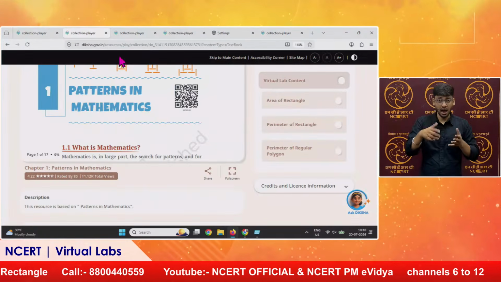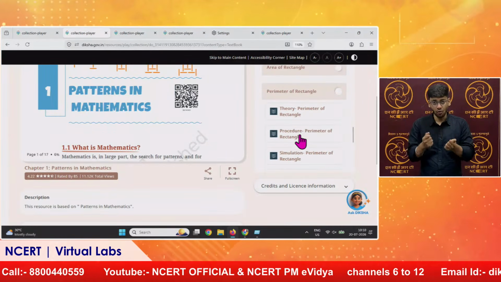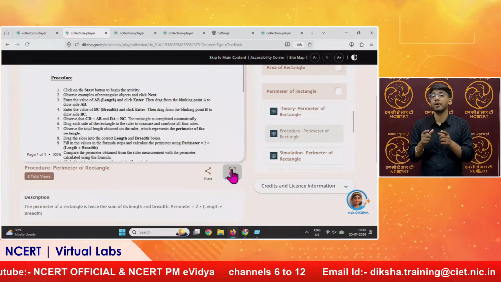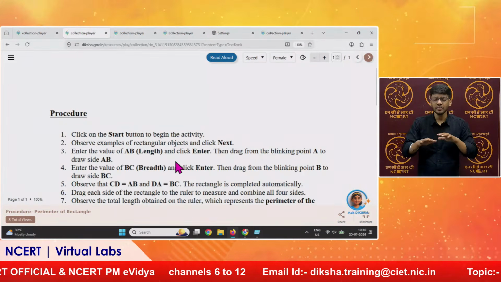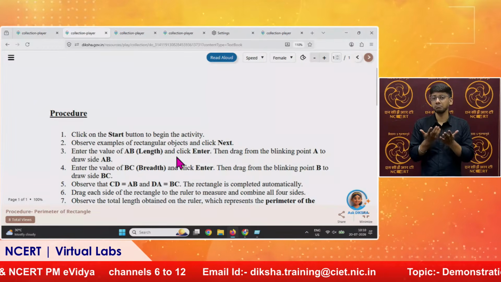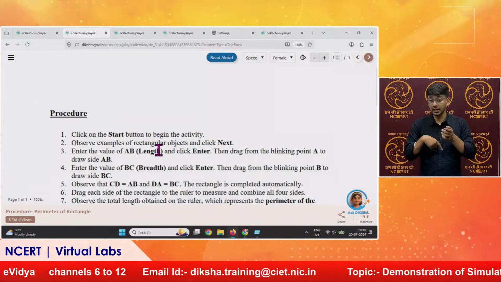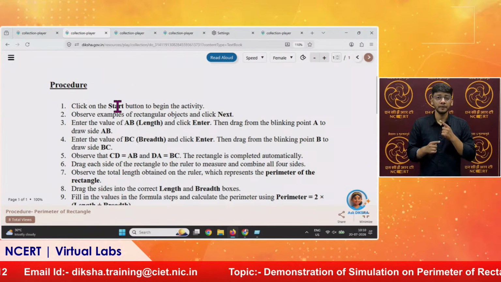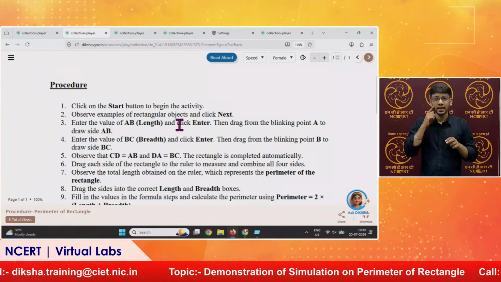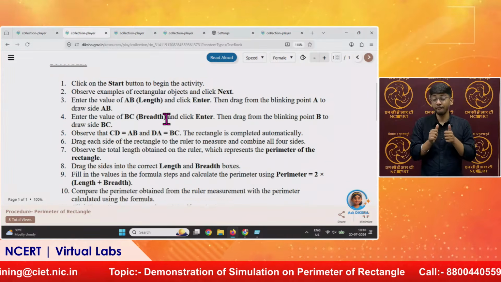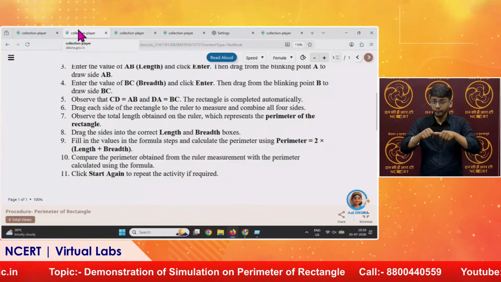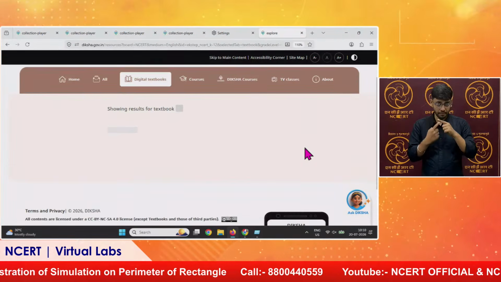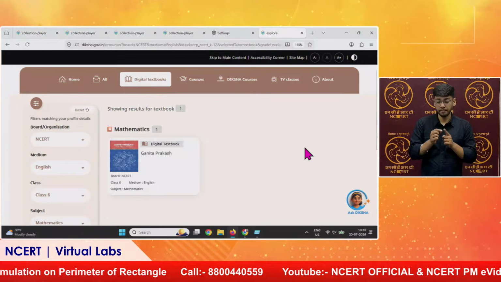Now the next part is the procedure part. This part is for help, that is, how we have to perform the simulation. So where you have to click and what exact steps you have to follow is given in the procedure part. And here is the next part, that is the simulation part.